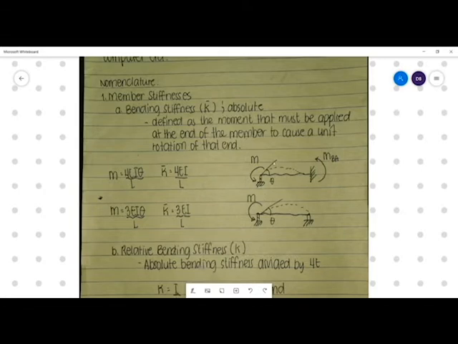The hinge here denotes that we are allowing rotation on the left side of the beam, and we are to determine the moment that will cause theta equal to 1, which is 1 radian. And that is your stiffness.